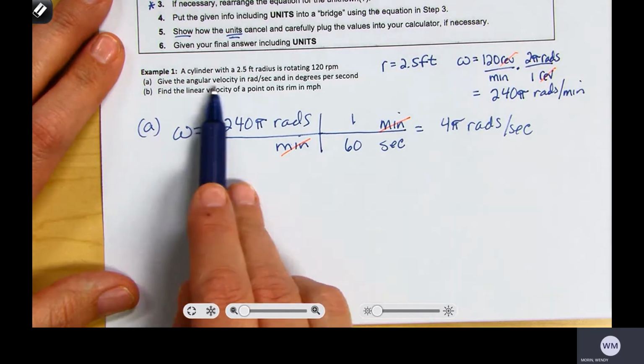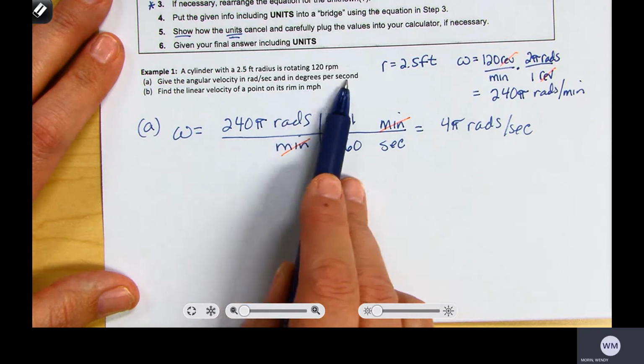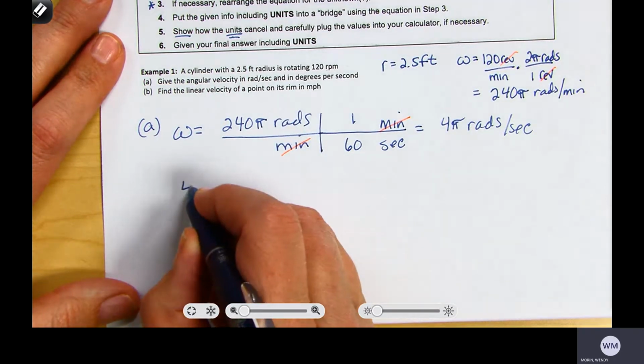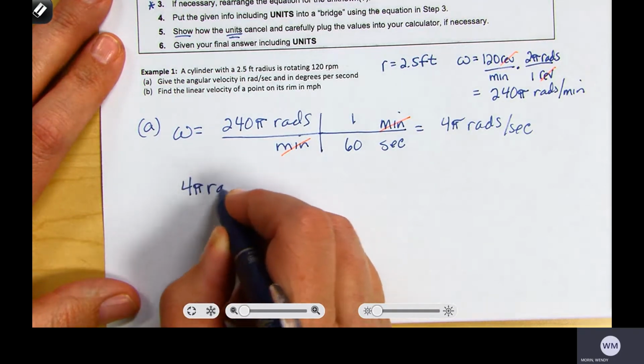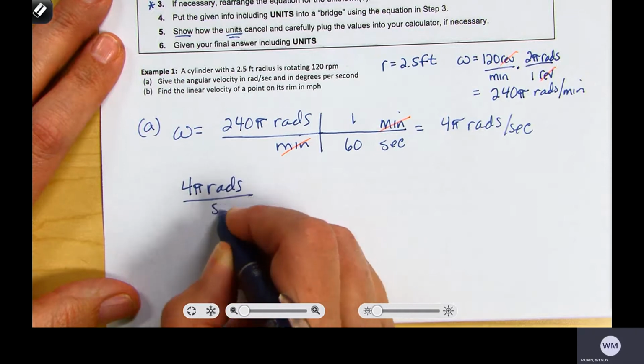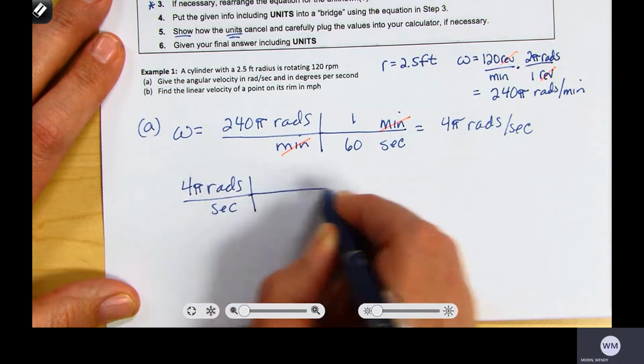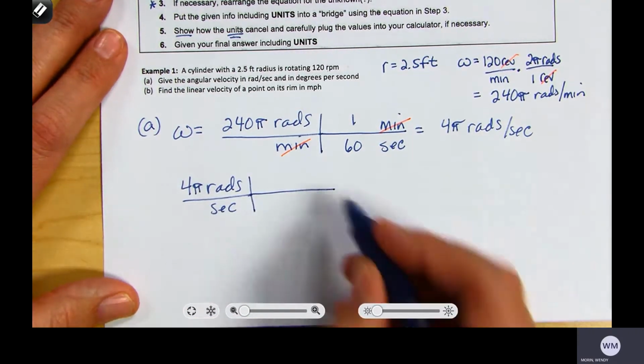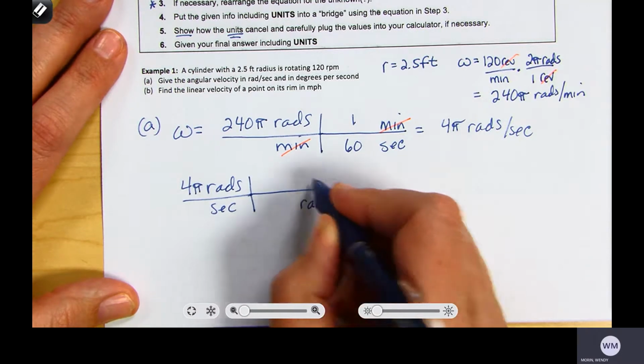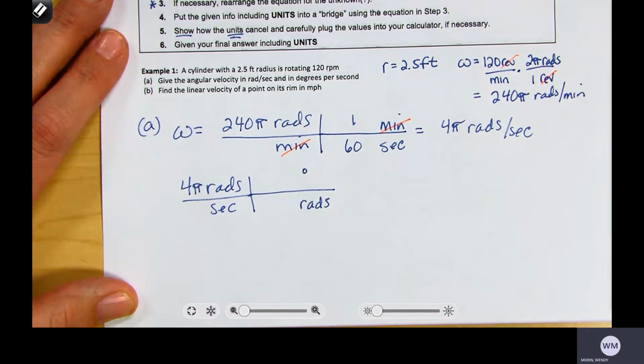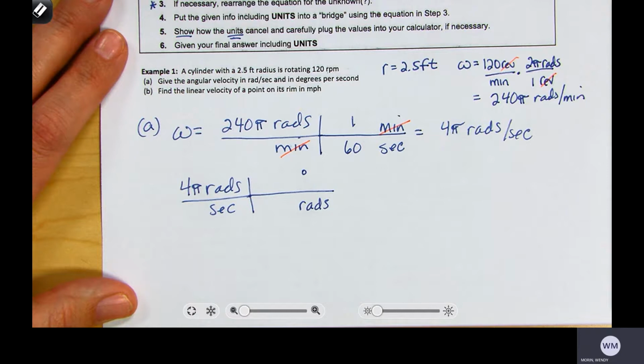Now they want the angular velocity in degrees per second. So I'm going to take my radians per second, and I'm going to do another dimensional analysis. I want to get rid of my radians, and I want to have degrees. So what did we use for that conversion?